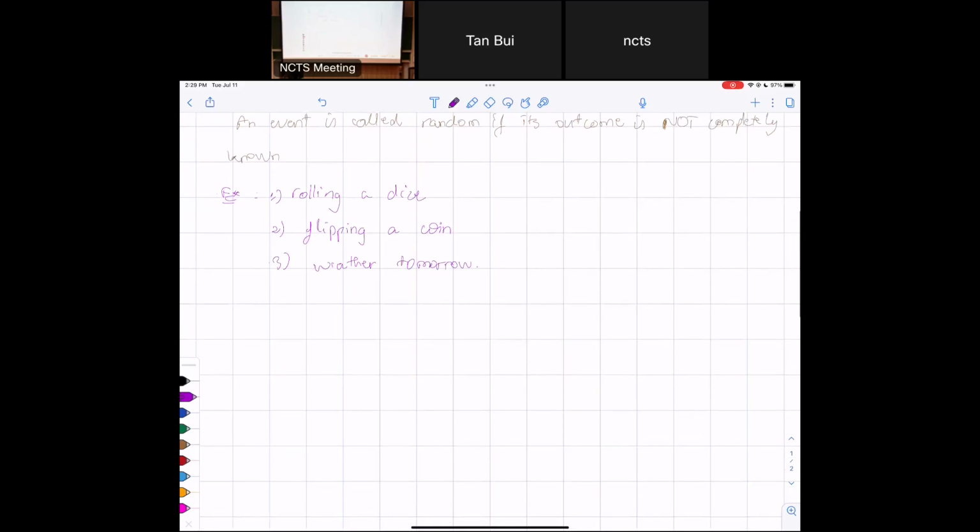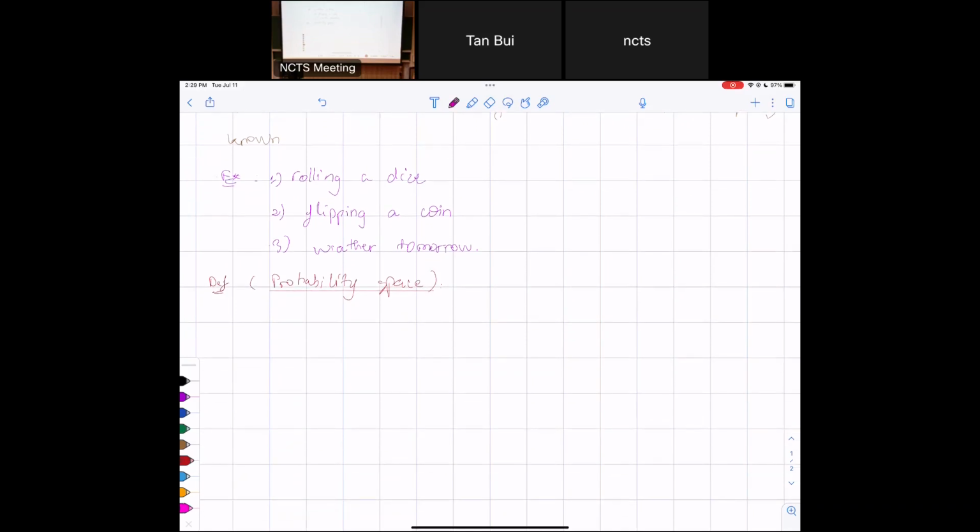So now we're going to talk a little bit about probability space. This is a very important subject, or object, in probability theory, called probability space. It has three important objects within it. The first one is called a sample space. We call it omega. Omega is the sample space.